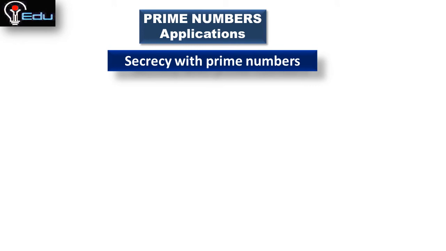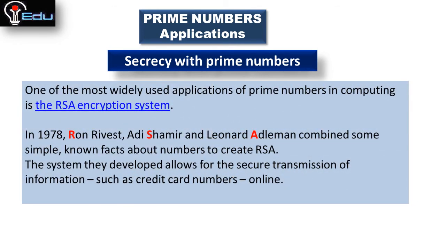Secrecy with prime numbers. For transmission of secured information we use prime numbers. One of the most widely used applications of prime numbers in computing is the RSA encryption system. So what is RSA? In 1978, Ron Rivest, Adi Shamir and Leonard Adleman combined some simple known facts about numbers to create the RSA encryption system. The system they developed allows for the secure transmission of information such as credit card numbers online. Online means from one system to another on a network.